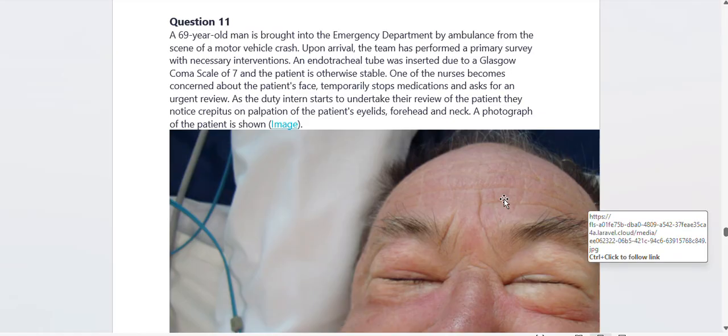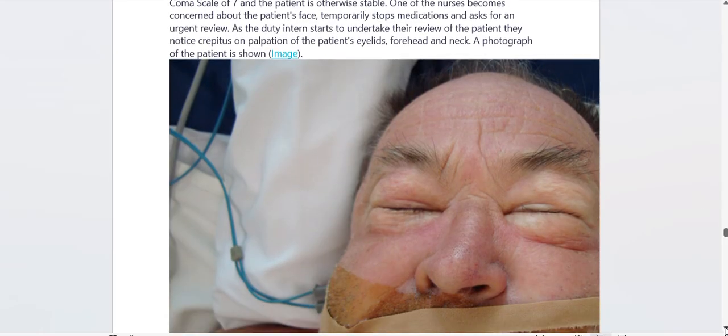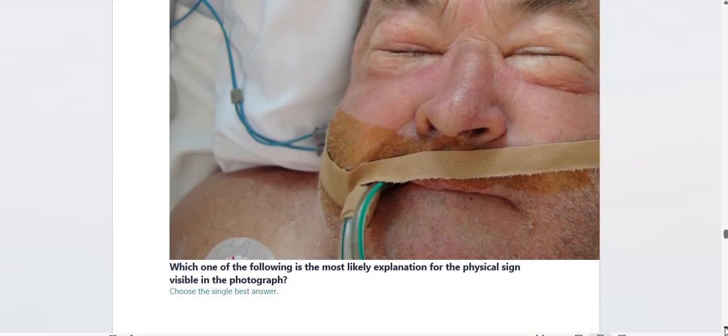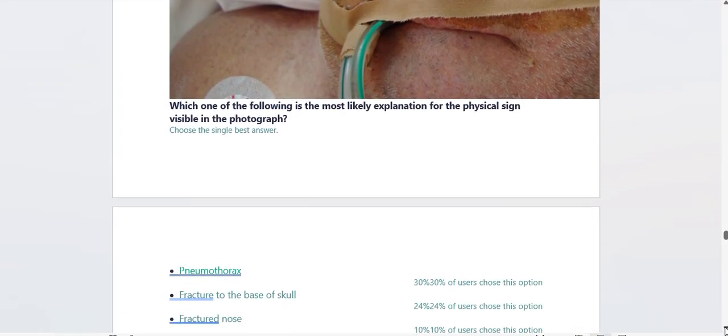A 69-year-old man is brought to the ER by ambulance from the scene of a motor vehicle crash. Upon arrival, the team has performed a primary survey with the necessary interventions, and an endotracheal tube was inserted due to a Glasgow coma scale of 7. The patient is otherwise stable. One of the nurses becomes concerned about the patient's face and asks for an urgent review. As the interns undertake their review, they notice crepitus on palpation of the patient's eyelid, forehead and neck. A photograph of the patient is shown. So it looks like emphysema, right? Which is the most likely explanation of the physical sign visible in the photograph?